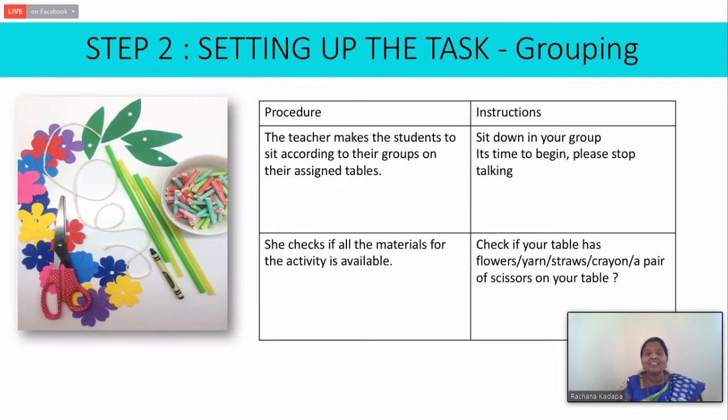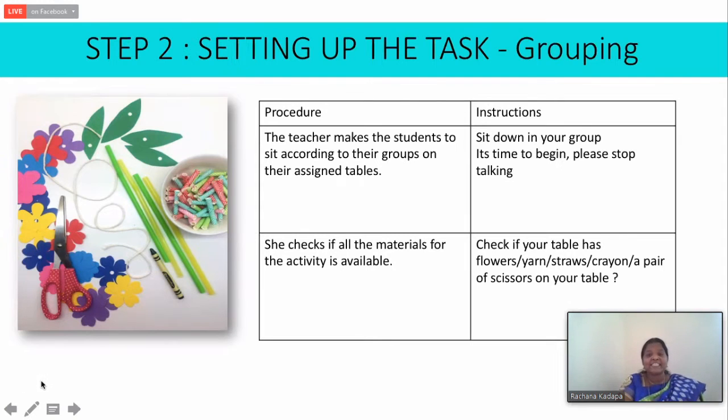And then here, the task for the students, the entire class. The teacher makes the students sit according to their groups in their assigned tables or assigned places. So here, the instructions are: sit down in your place. It's time to begin. Please stop talking.